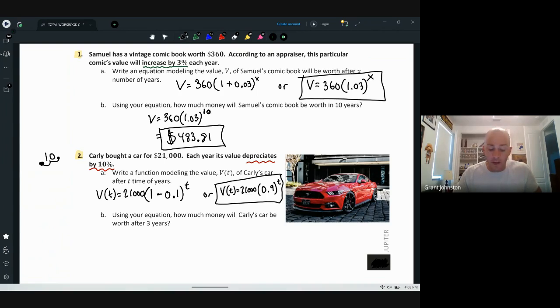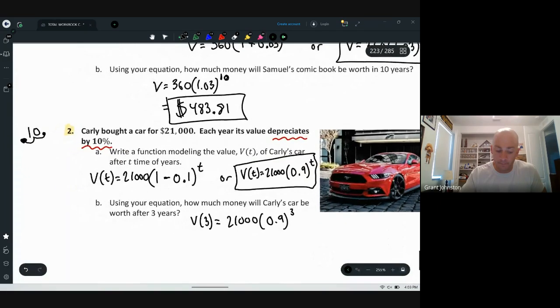So it says, using your equation, how much money will Carly's car be worth after 3 years? Remember, t represents years. So V of 3 would be 21,000 times 0.9 to the power of 3. Let me zoom in so you can see a little better.